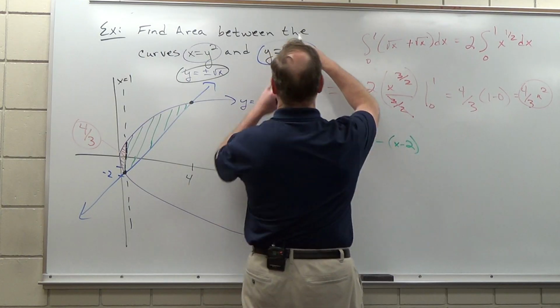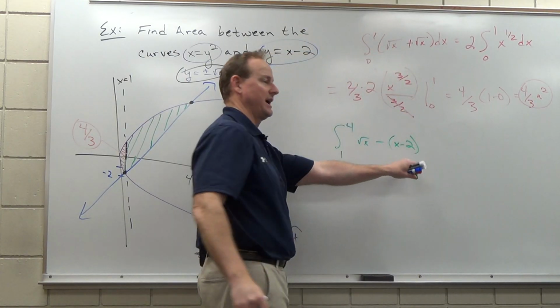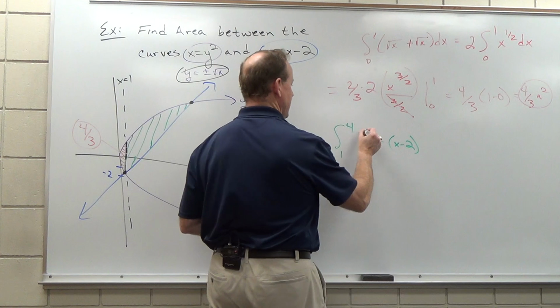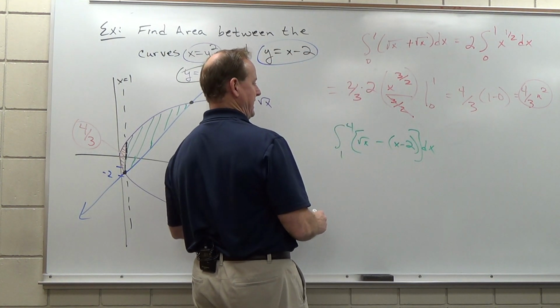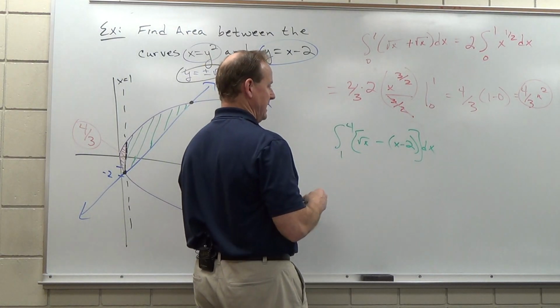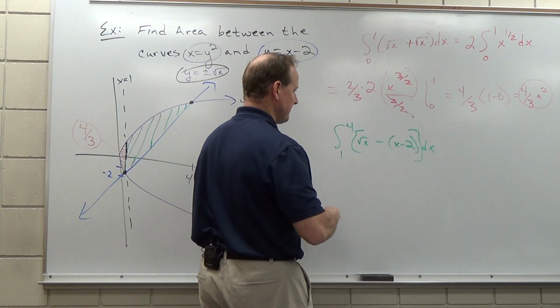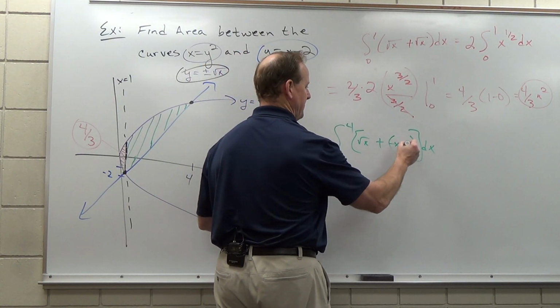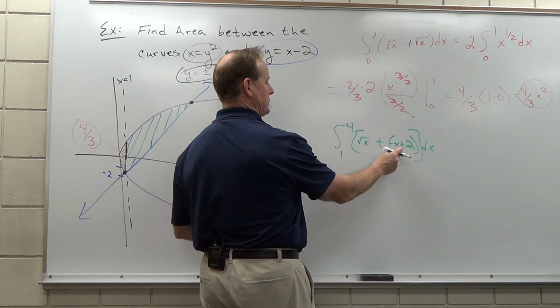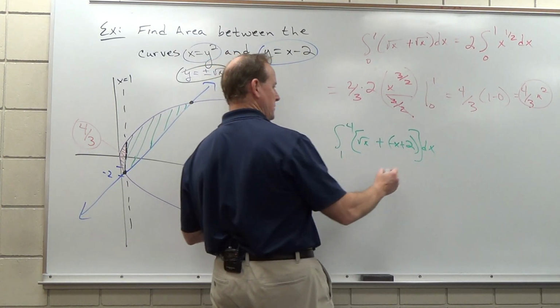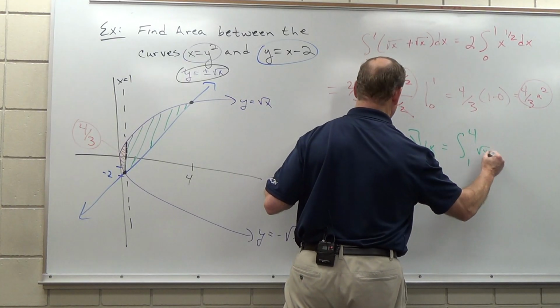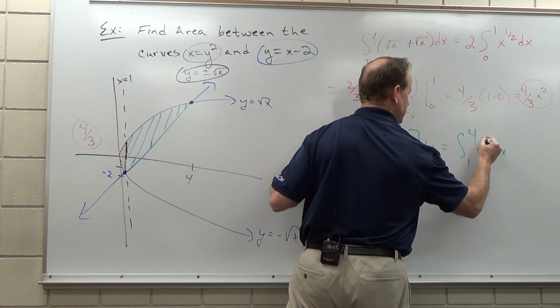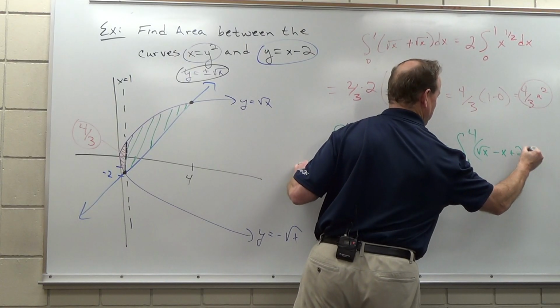So remember, I got to subtract the entire function, so I got to have parentheses around that. And so if I do this, then I can figure out what this is. So I'm going to add the opposite here, and if I do that, it's going to be the square root of x minus x plus 2, and so this becomes the definite integral from 1 to 4. Let me just rewrite this, of square root of x minus x plus 2 with respect to x.